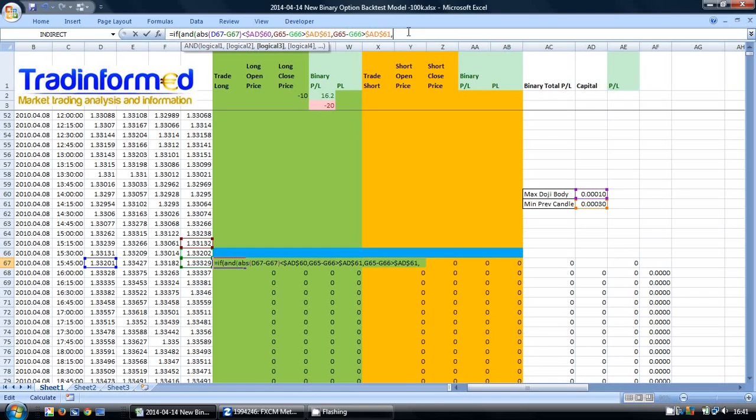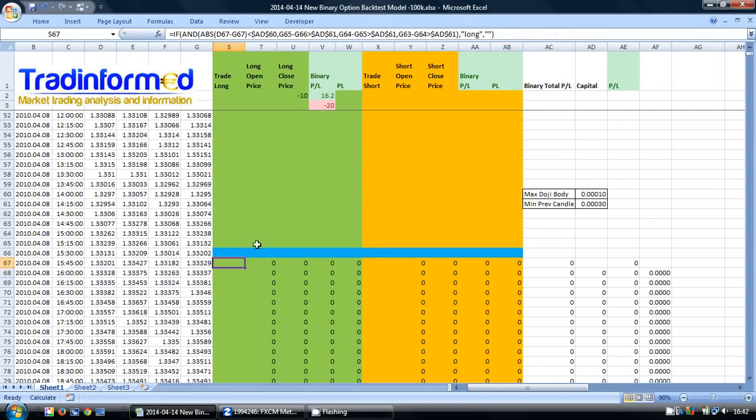2 more times. Changing the references down the rows, and there we can see that it's correctly highlighted the 3 preceding bars that we wanted it to do. Okay, so if it meets all these criteria, I want it to enter the text long, and if not, I want it to enter nothing.